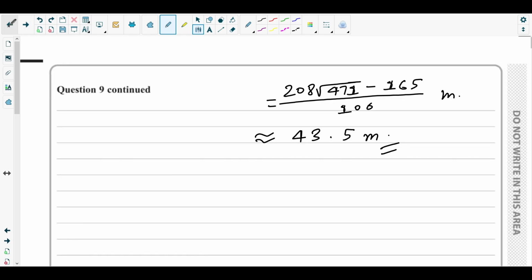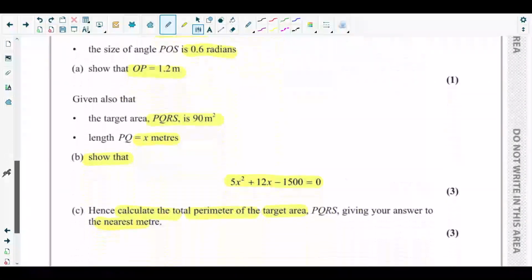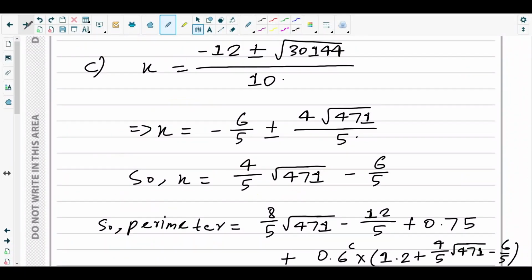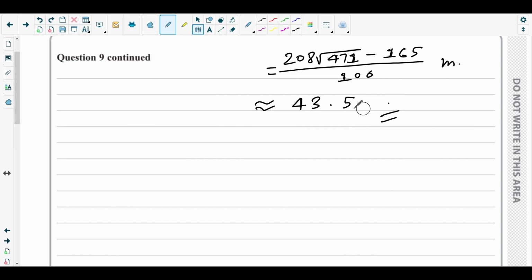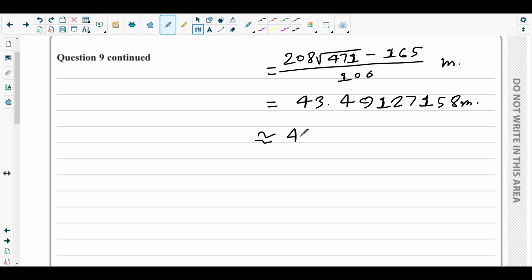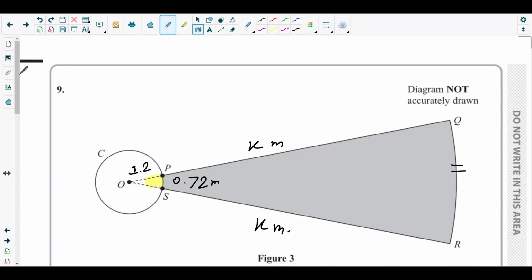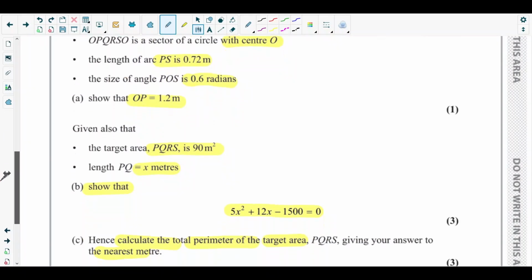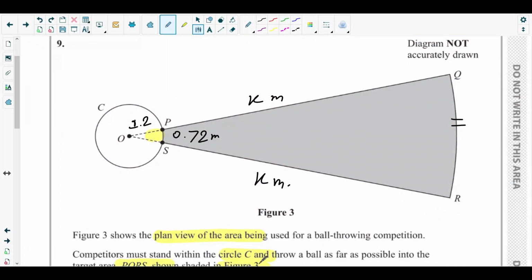Did they mention anything about significant figures or decimal places? To the nearest meter. In decimal values we got 43.49 and so on. So to the nearest meter it is 44 meter. That's the perimeter of the shaded region PQRS. And that's the end of question number 9.